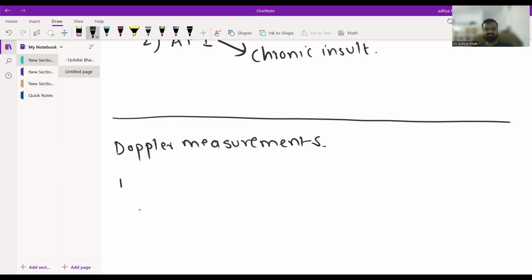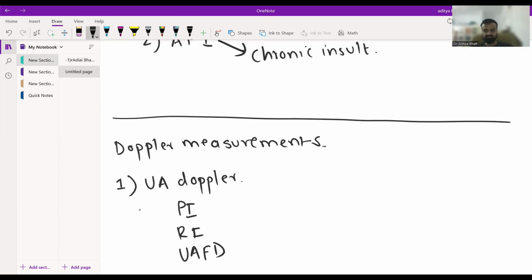And of the three vessels, the most important or the most common is the umbilical artery Doppler. Umbilical artery Doppler is very, very important, and it has three primary things that we go for. One is pulsatility index, second is resistive index, and the umbilical artery diastolic flow Doppler.